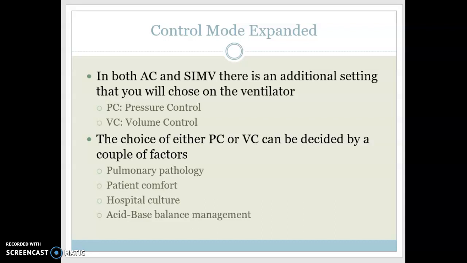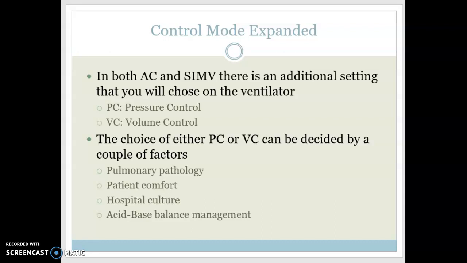Others like the fact that tidal volumes vary with pressure control. It all comes down to assessing your patient, which I know you guys are probably sick of hearing me say all the time, but assess your patient, see what they need. Another would be hospital culture and what your doctor is comfortable with.